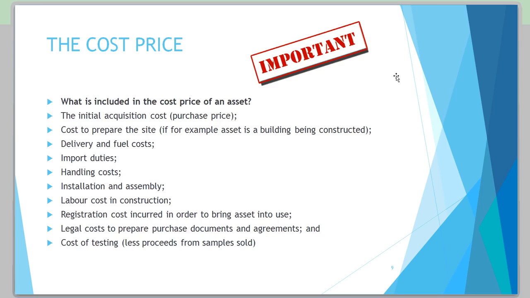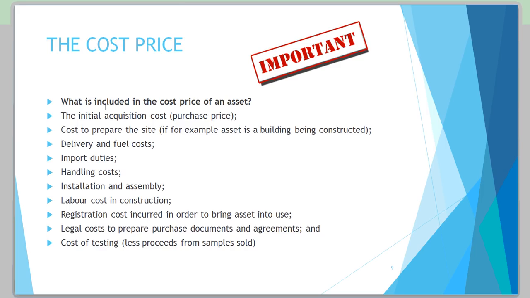Then we start with the cost price, and it is very, very important that you study these slides off by heart because it's quite theoretical, and they will give you a comprehensive list of costs that have been incurred, and you need to decide how we are going to calculate the cost price of this asset. So what may be included in the cost price of an asset?